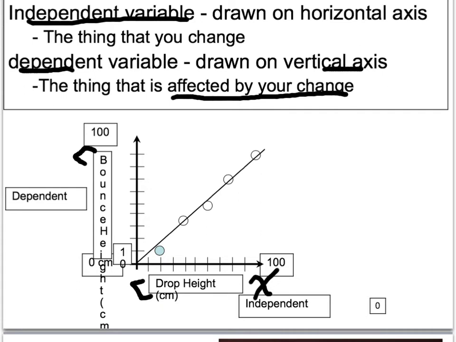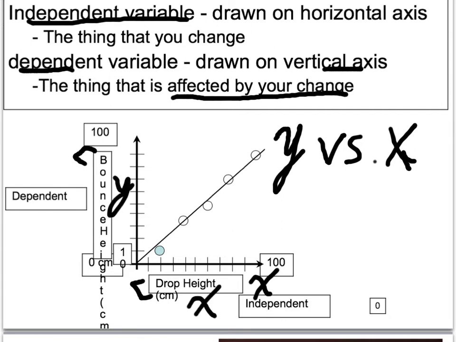Also in physics, we generally use the phrasing y versus x. So if I wanted to talk about this graph, I would say bounce height versus drop height, because bounce height is y, drop height is x. So it's y, bounce height, versus x, drop height. And that's just a common phrasing. So anytime you see something written, one thing versus another, the graph of it would be the first thing on the y, and the second thing on the x.